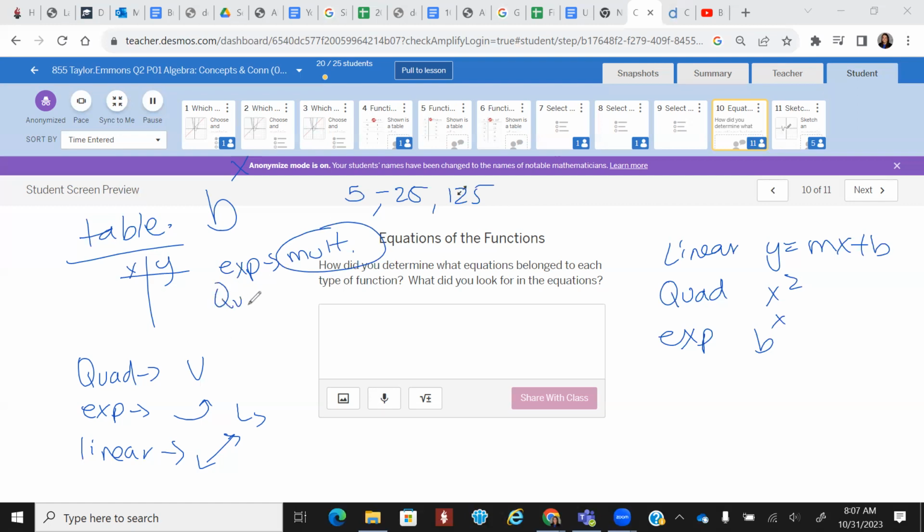What about quadratic? How do we figure that out from a table? Let's do the easy one. How do we figure out linear? It's adding. That's that first difference, right? Okay, quadratic is very similar, but we're going to look at the second difference, right? So we're going to subtract that one more time.